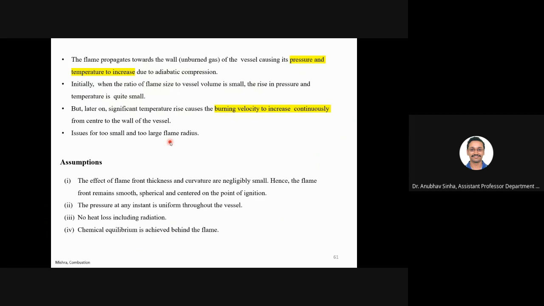Okay, so what are the assumptions involved? So we say that flame front thickness is anyway quite small, and we also neglect the effect of curvature. Okay, curvature will also play some role, but we are not talking about that. We assume that that is negligible, and we assume the flame front remains smooth, spherical, and centered. This is also a major assumption, centered at the point of ignition.